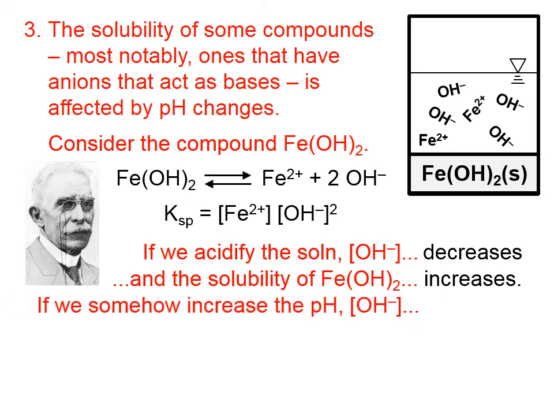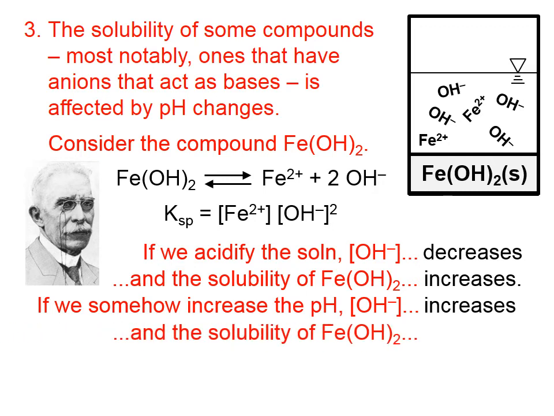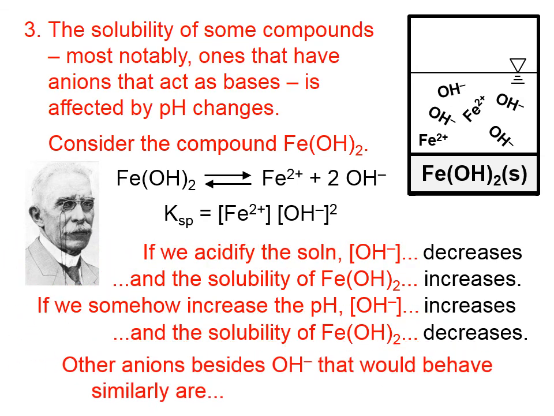On the other hand, if we somehow increase the pH, that is, make the solution more basic, that means that the hydroxide ion concentration will have increased, and again, per Le Chatelier, if the OH ion concentration increases, we're going to want to shift this system to the left, and that will mean that the solubility of the iron 2 hydroxide will have decreased. Other anions besides OH minus that would behave similarly are these. Not coincidentally, all of these are the conjugate bases of weak acids.